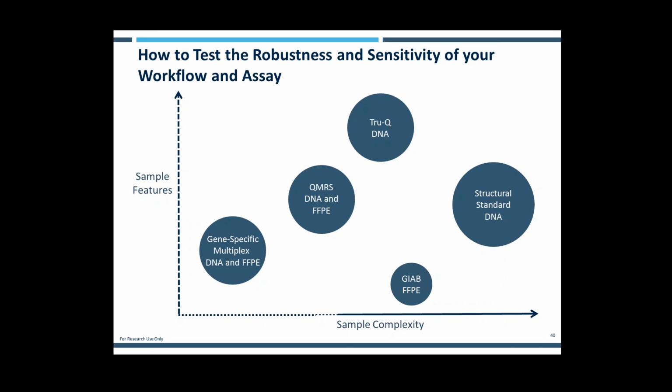And then finally, on the right-hand side, and this is a standard we've just brought out, is our structural standard. That does have translocations and copy numbers, and it's much more complicated than our other standards have been. It really will test your NGS workflow in terms of complexity.